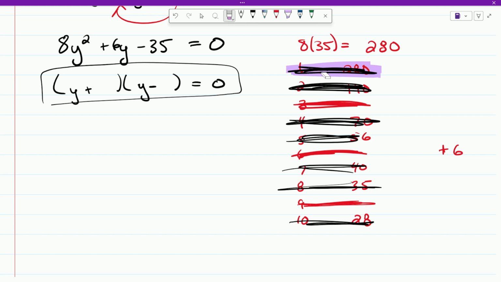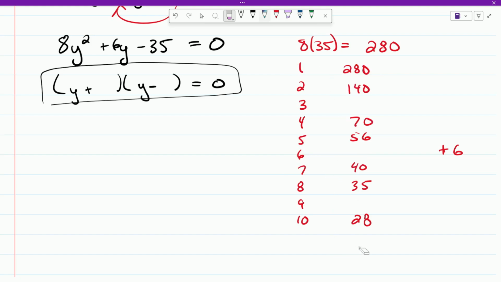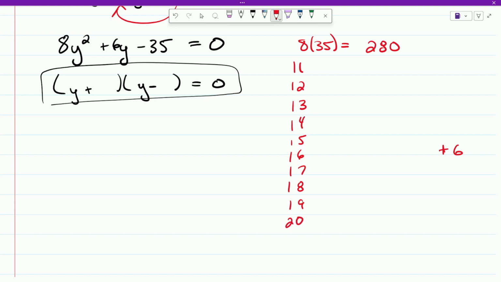So let me erase all of these real fast. You'll see what I do, because I know none of those worked. Since I already went to 10, now I'm going to go 11, 12, 13, 14, 15, 16, 17, 18, 19, and 20. So I just got to keep going. That's it. So 280 divided by 11 is not going to work. 280 divided by 12, that's not going to work. 280 divided by 13, that's not going to work. 280 divided by 14, that's going to be 20.